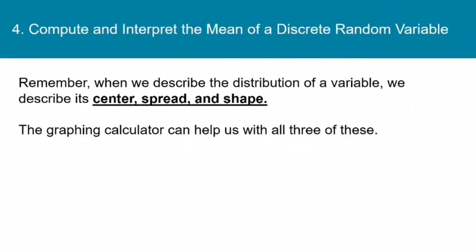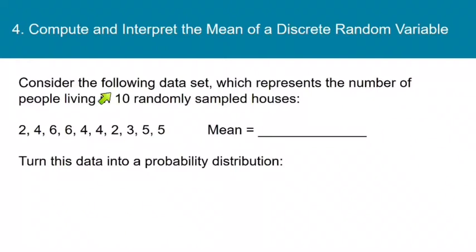Now remember some of the things we talked about back when we were learning about histograms. We learned that to describe the distribution of a variable, we describe its center, its spread, and its shape. And the graphing calculator can help us with all 3 of these. So consider the following data set, which represents the number of people living in 10 randomly sampled houses. In the first house, there were 2 people, then in the second house, 4 people, then 6, 6, 4, 4, 2, 3, 5, 5. It would be very easy for us to find the mean of these numbers. In fact, I'm sure you can do it with no trouble. Add the numbers and divide by 10, and the mean of this data set is 4.1.